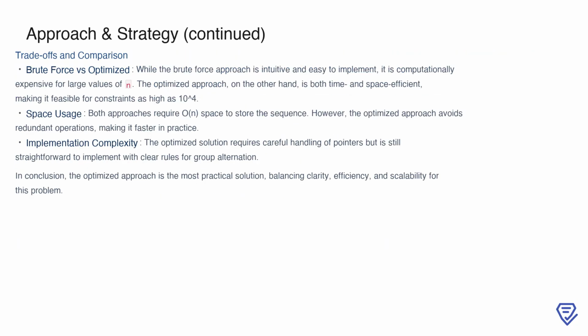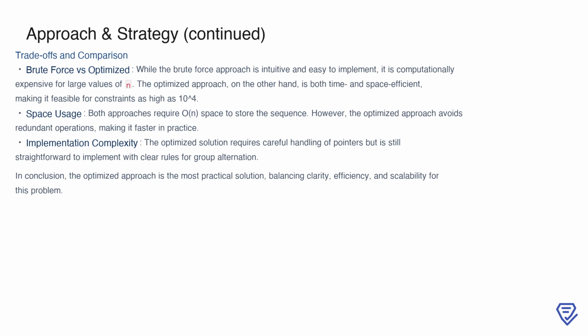When comparing the brute force and optimized approaches, the trade-offs become evident. The brute force method is easy to implement and understand but struggles with efficiency as n grows larger, due to its O(n²) time complexity. The optimized approach, in contrast, handles even large constraints, such as n up to 10^4, with ease, thanks to its linear time complexity.